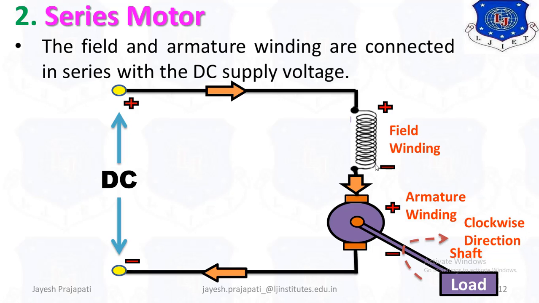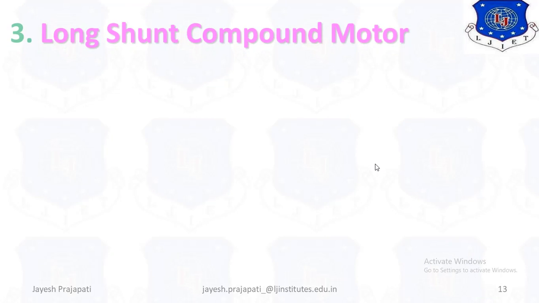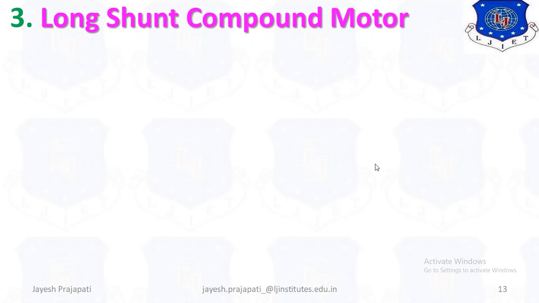Now we have to discuss the compound motor. A compound motor has two types, long shunt compound DC motor and short shunt compound DC motor. It means that in a compound motor the field winding is divided. A part of the field winding is connected across the armature and the remaining field winding is connected in series with the armature. So we can classify a compound motor as a long shunt and short shunt compound DC motor.